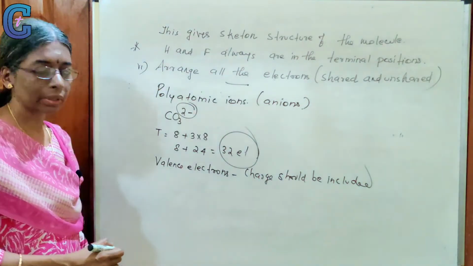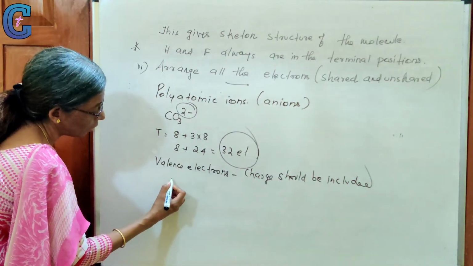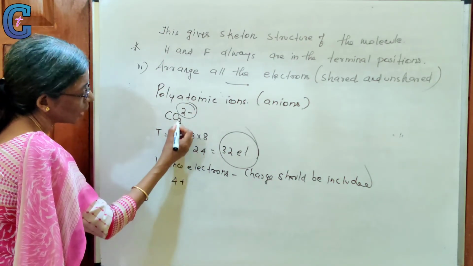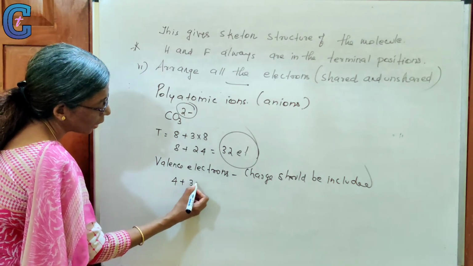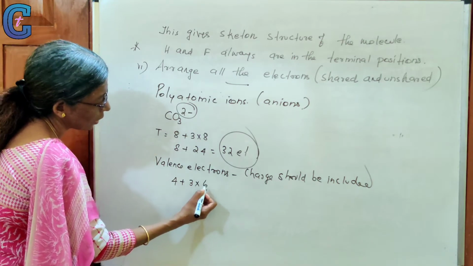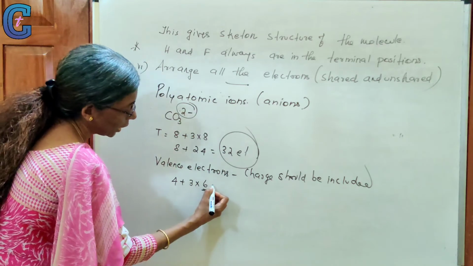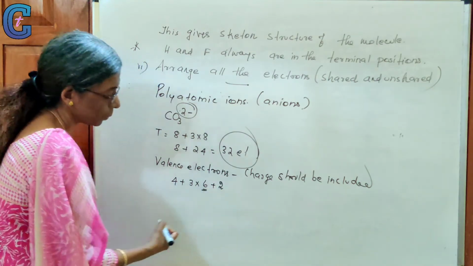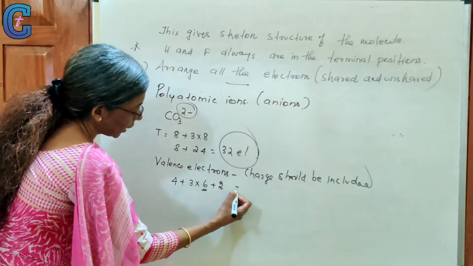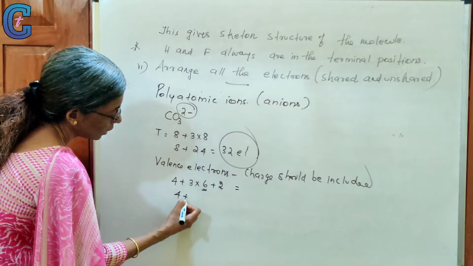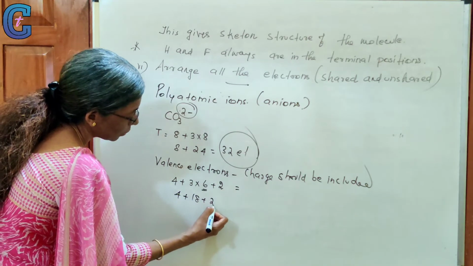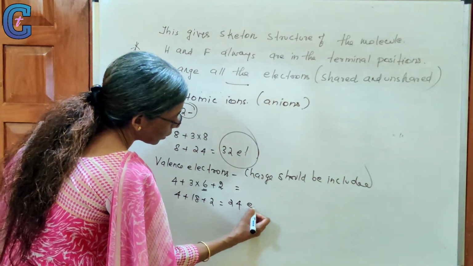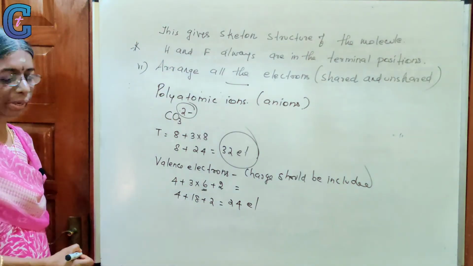Okay, how will you add this one? Carbon 4 plus oxygen 3 into 6 valence electrons. Here 2 minus, so it leads to plus 2. Okay, so what you will get? 4 plus 18 plus 2, so 24 electrons. Okay, this is valence electron.